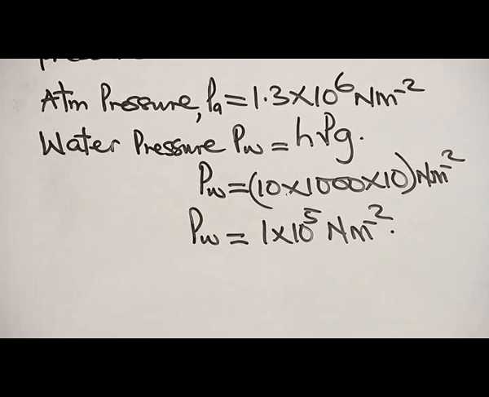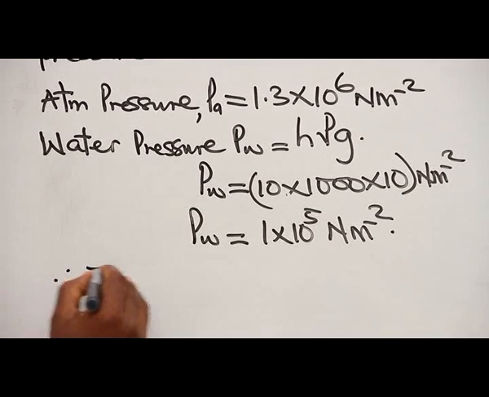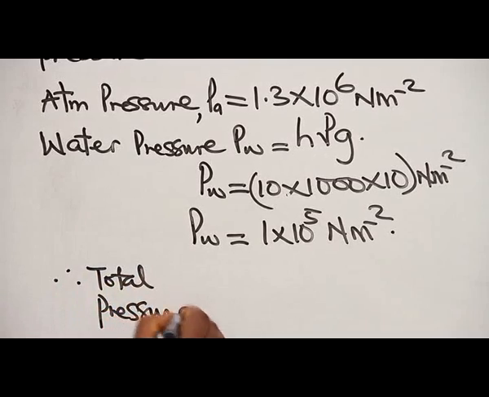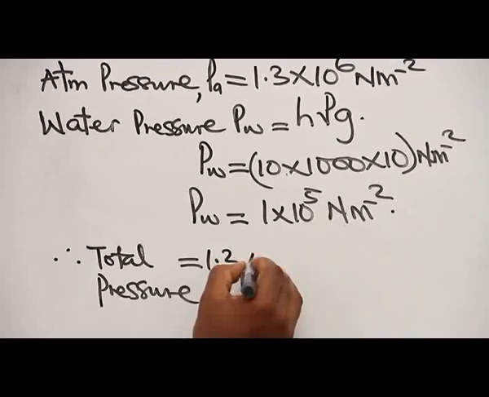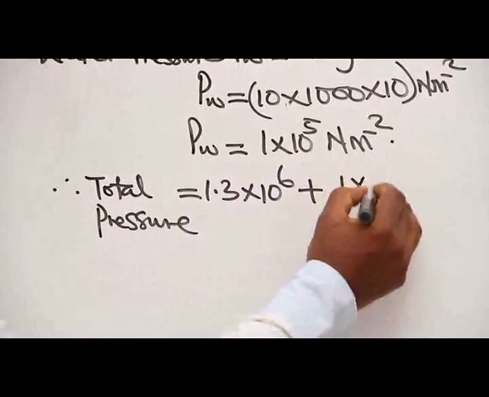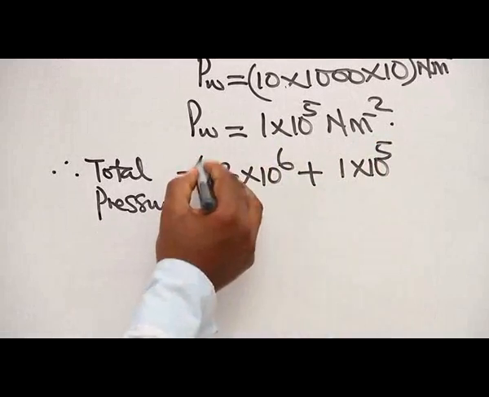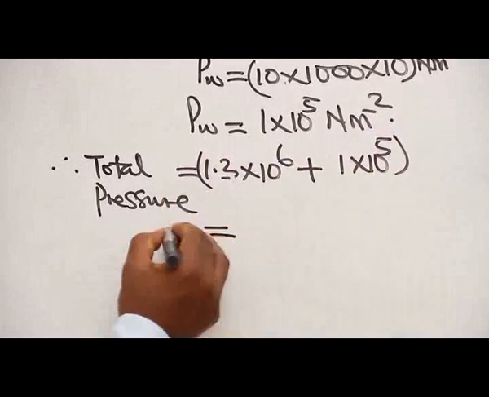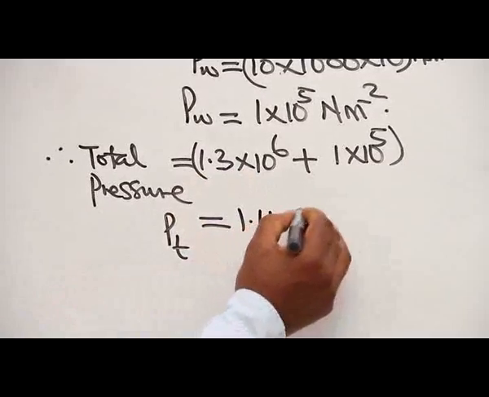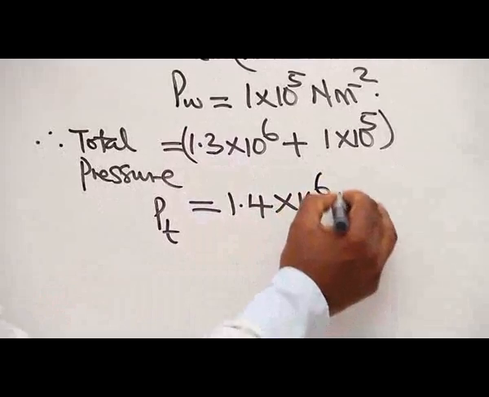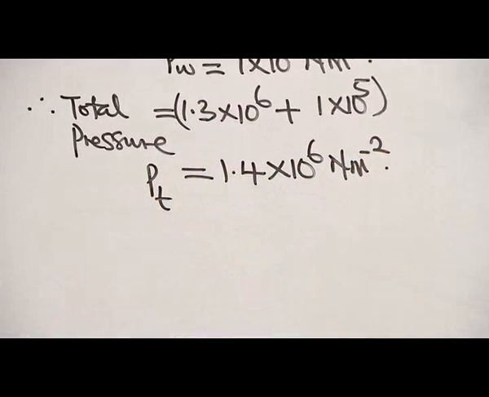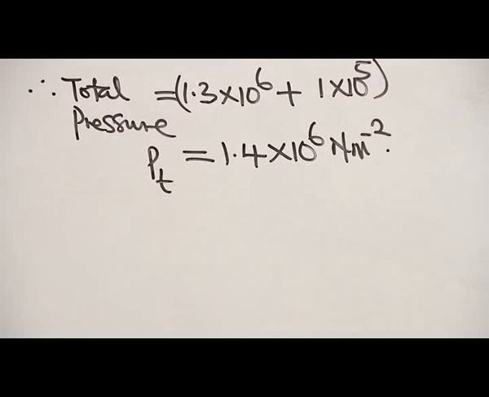Having obtained that, total pressure will give us 1.3 times 10 raised to power 6 plus 1 times 10 raised to power 5. And this will give us 1.4 times 10 raised to power 6 Newton per meter square. Option B is correct.